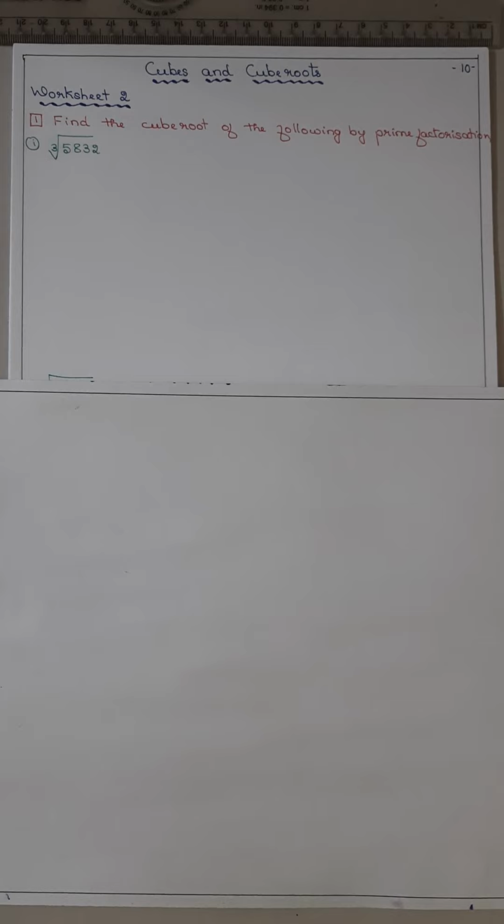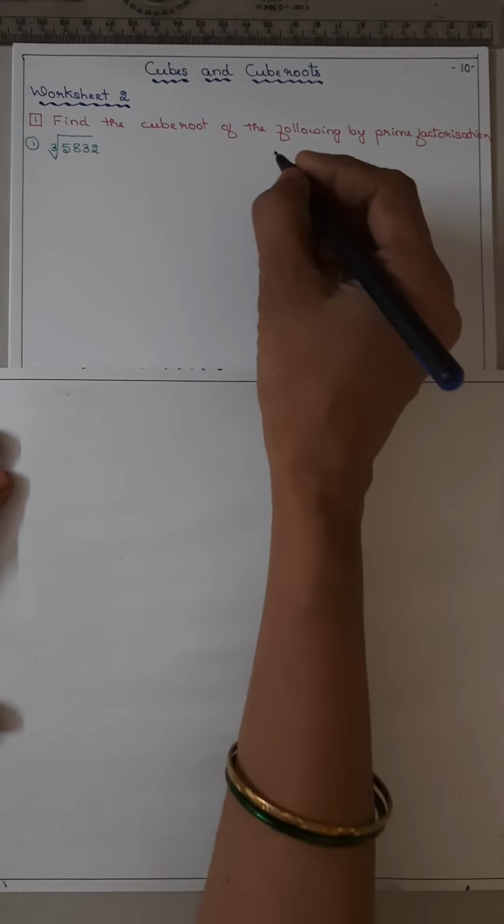We were discussing the lesson cubes and cube roots. Now coming to worksheet 2, question number 1. Find the cube root of the following by the prime factorization method. In the examples we have understood how to do the prime factorization method and find the cube root. So we'll do the worksheet 2 sums.